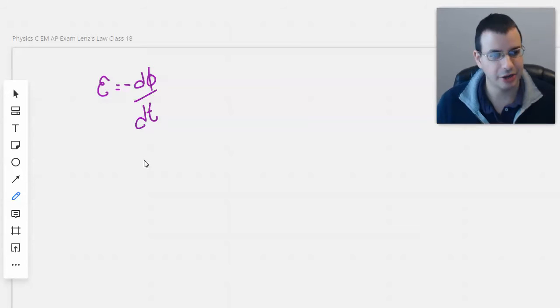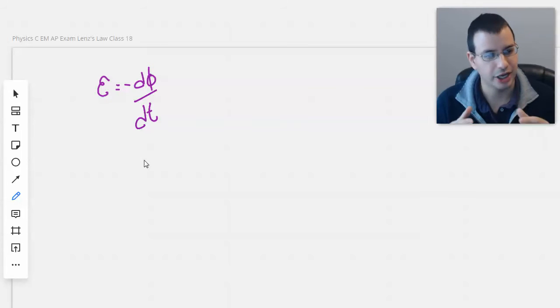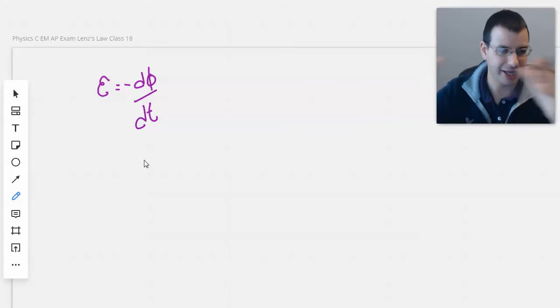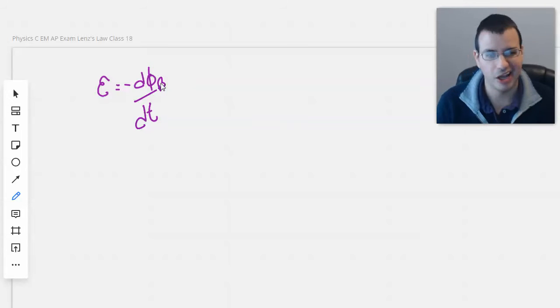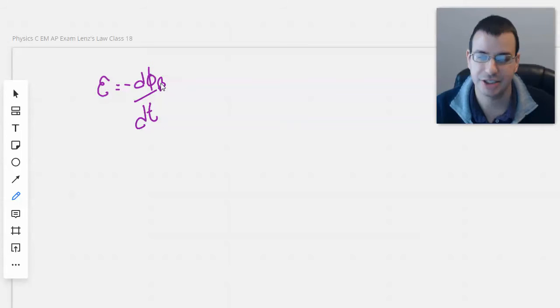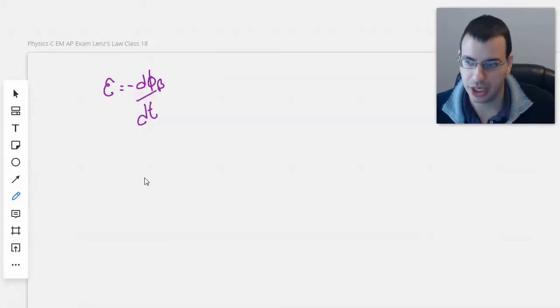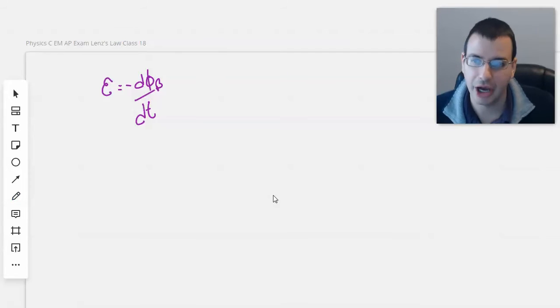what this is saying is that you'll have an electromotive force, basically a voltage, created opposing a change in flux, where flux is the magnetic field times the area. Flux can be anything times an area. This is actually just magnetic flux, so I should probably have a little b there just to signify that this is magnetism.